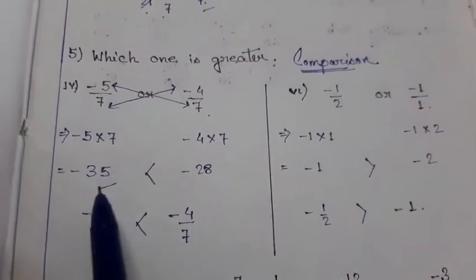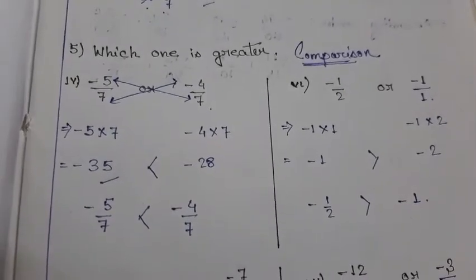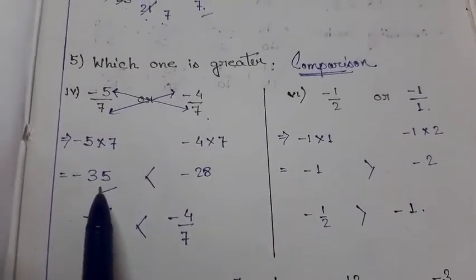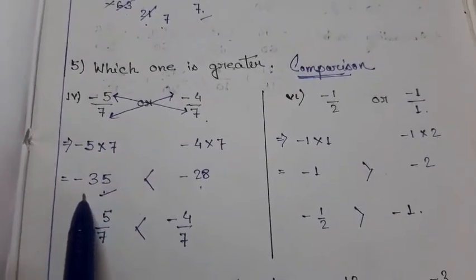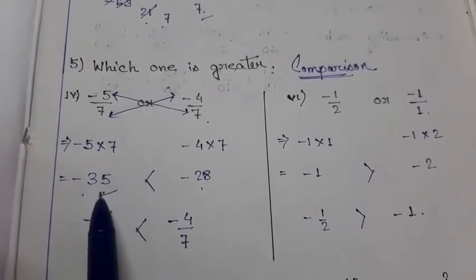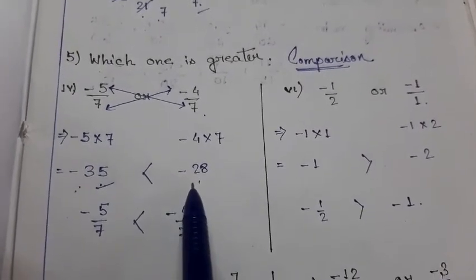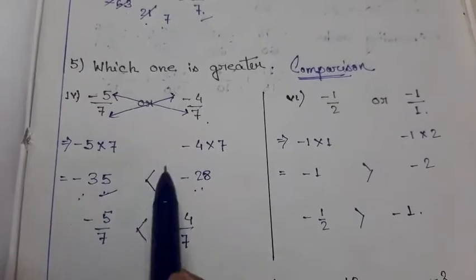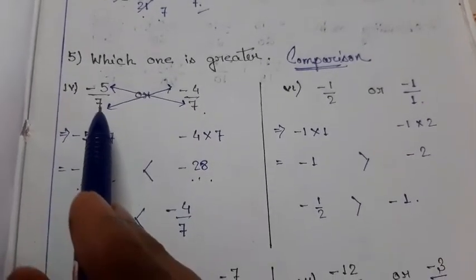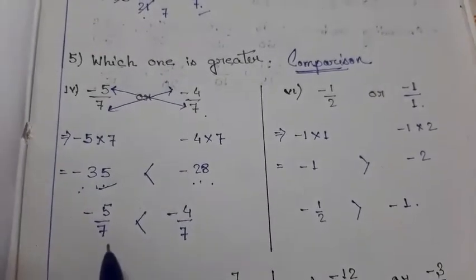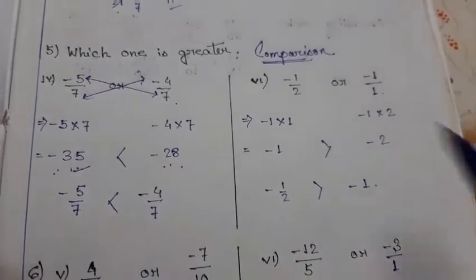Now we know in case of number line, we already learned it in class 7 and 6, the greater number 35 is greater than 28, but in case of negative integers, the greater number is the smallest. That means minus 35 is smallest and minus 28 is greatest. So minus 35 is less than minus 28, and minus 35 is for minus 5 by 7. So minus 5 by 7 is less than minus 4 by 7.